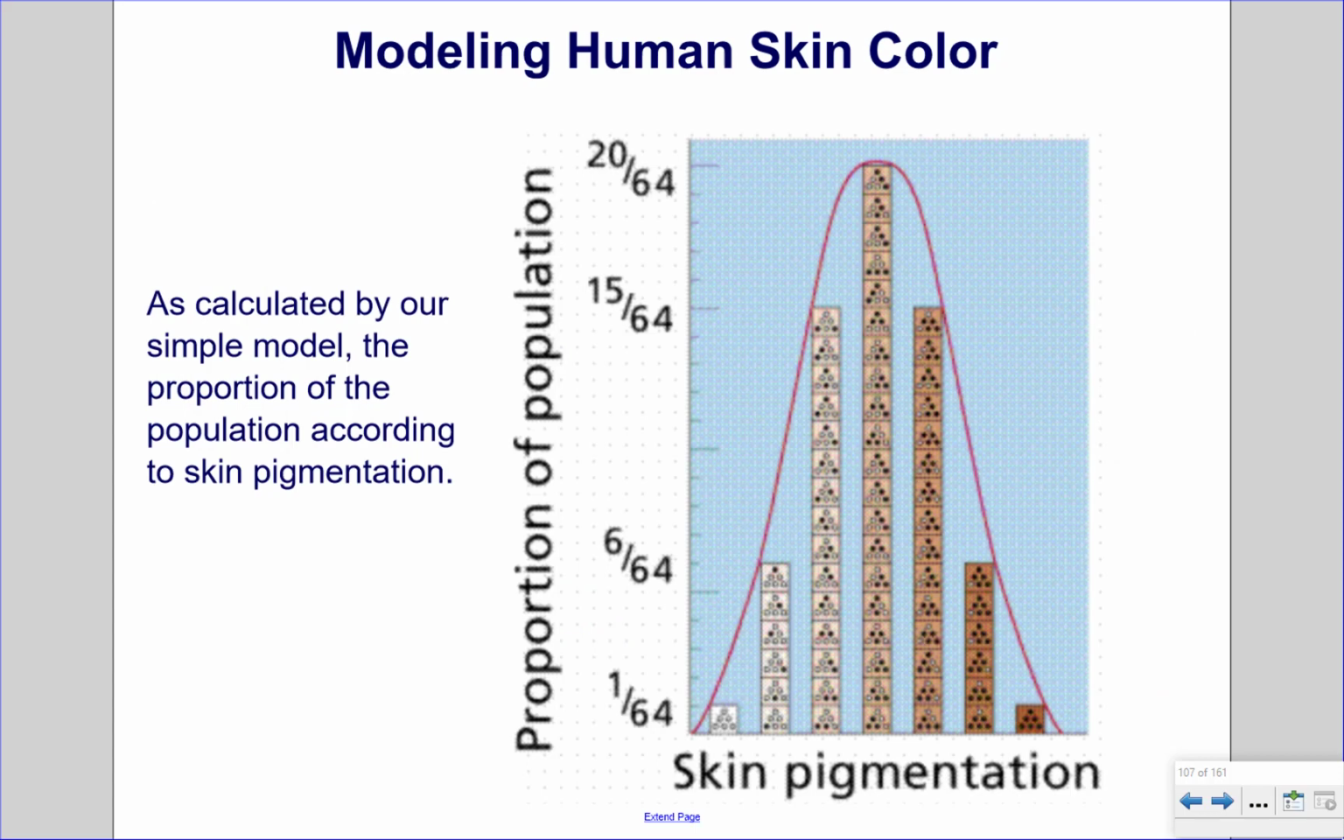Modeling human skin color. As calculated by our simple model, this is the proportion of the population according to skin pigmentation. The proportion of the population is on the y-axis, and the skin pigmentation is on the x-axis. Notice, most people have a shade of skin color that is intermediate to the extreme skin colors of their parents.